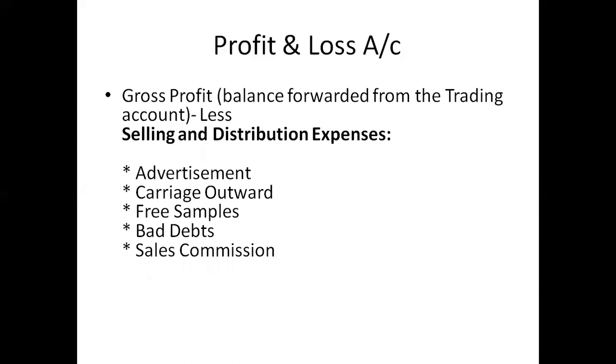Now, along with administrative expenses, we have selling and distribution expenses which have not been included in the gross profit. Now we have advertisement, we have carriage outward. Carriage outward means the expenses for carrying the sold goods out from the factory to the distributors or wholesalers. Then we have free samples. This applies specifically for, say, companies selling medicines and all that.